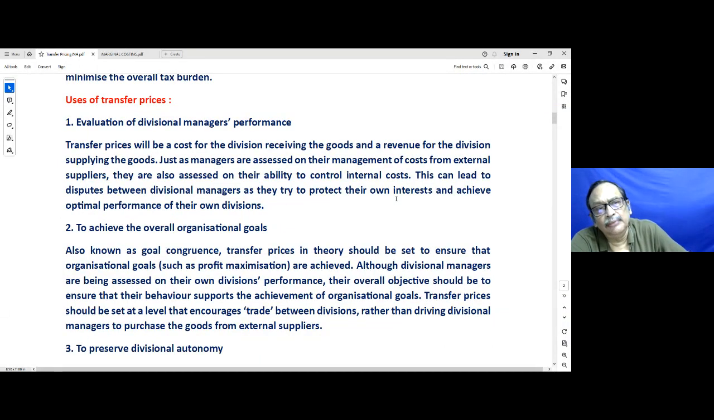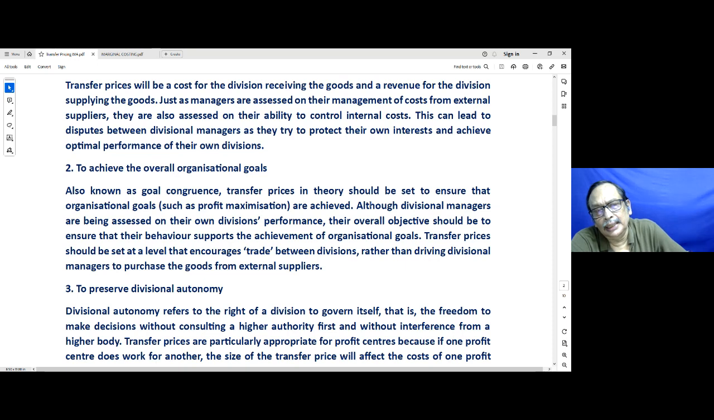Now, uses of transfer prices. Number one is evaluation of divisional managers' performance. Obviously, transfer prices will be a cost of the division receiving the goods and a revenue for the division supplying the goods. So, just as managers are assessed on their management of cost from external suppliers, they are also assessed on their ability to control internal cost. This can lead to disputes between divisional managers as they try to protect their own interest and achieve optimal performance of their own divisions.